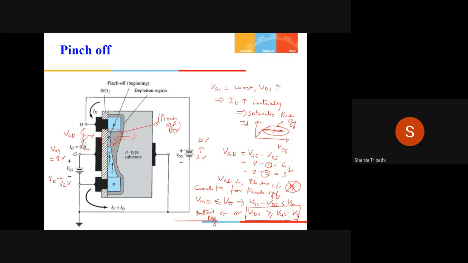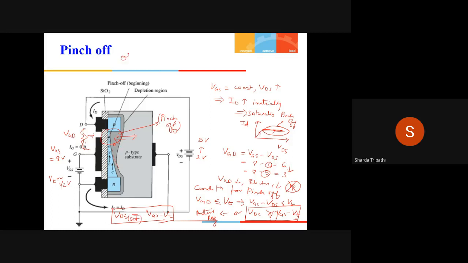So this is my active region, and the condition where this is equal to this. For example, I say that VDS is equal to VGS minus VT. That means my transistor is just entering into the saturation or the active region. Therefore, this is also known as VDS saturation. So this is the condition for the active region.